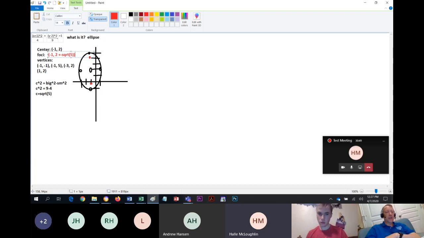Does it make sense to you, Hallie? Yeah. So the square root of 5 goes in the y because 9 is bigger than 4, and that's the major axis. Yeah, the y direction is the major axis. And so you're going to measure it from the center. So you're going to go up the square root of 5 from the center, and you're going to go down the square root of 5 from the center. Okay, that makes sense. Okay. All right. So any questions on that one?